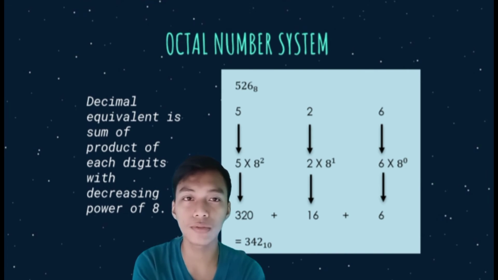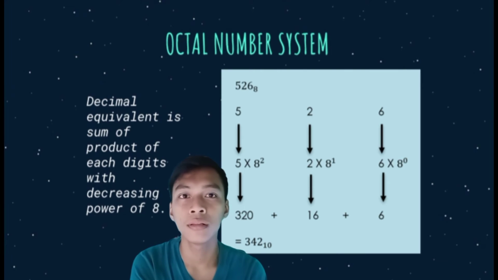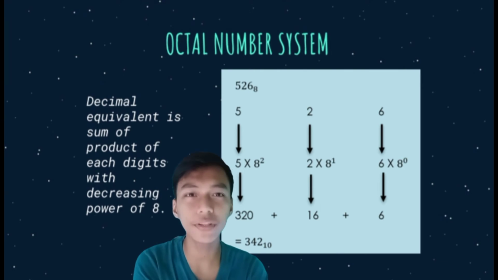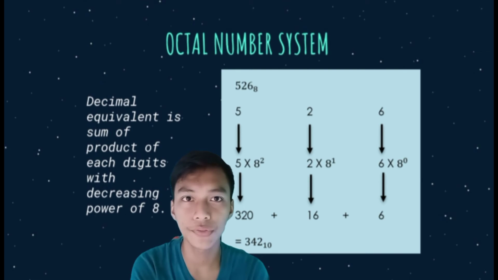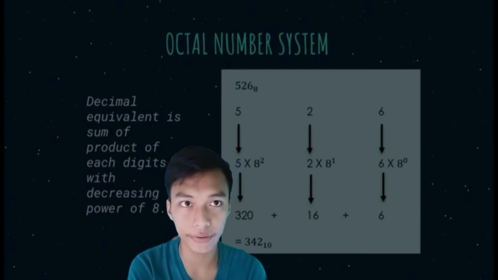6 times 8 raised to 0, 2 times 8 raised to 1, 5 times 8 raised to 2. After that, this will be our value: 6, 16, 320. Then the sum is 342 sub 10 in decimal number. So, 342 is the equivalent decimal value to this given octal number.